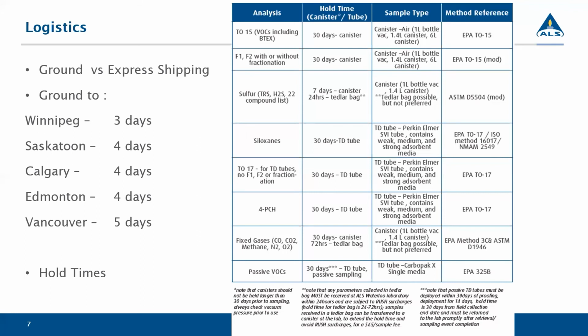If you're doing siloxanes, we ask that you take the kit that we send you, and the kit will have a TD tube, it will have a syringe, and it will have a Tedlar bag. Sample is collected into the Tedlar bag, 60 mils is drawn up, and that's deposited onto the siloxanes tube. And that stabilizes the sample. And as you can see, if you look in the center of this chart, it gives you a 30-day hold time.